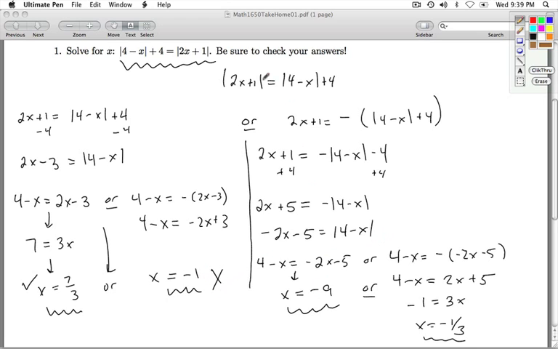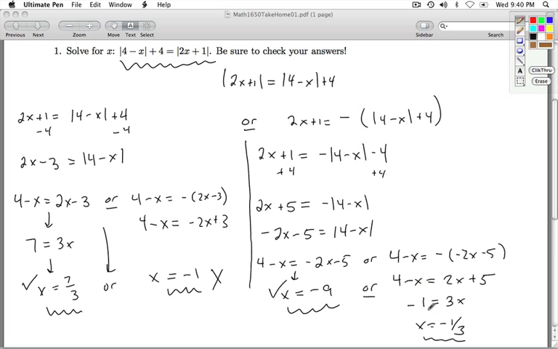Let's try the negative 9. 4 minus the negative 9 is a positive 13. The absolute value of 13 is 13. 13 plus 4 is 17. On the right-hand side, 2 times negative 9 is negative 18. Negative 18 plus 1 is negative 17. The absolute value of negative 17 is 17. So this answer checks.